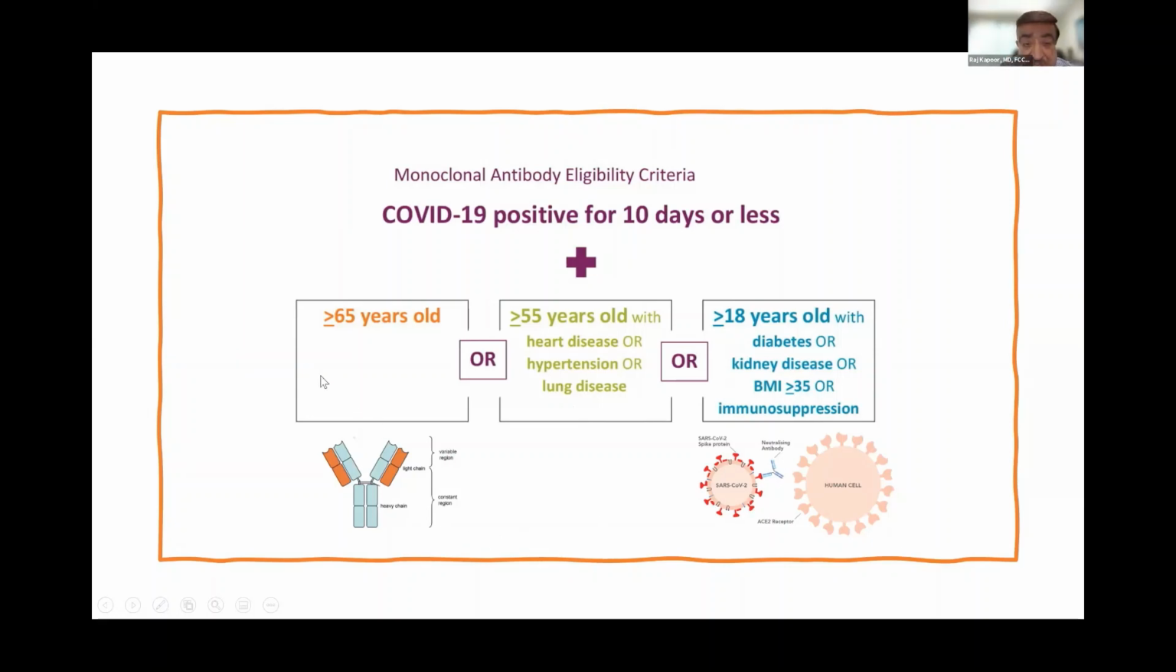And this can be given to a lot of people: anybody above 65 years old, anybody above 55 with heart disease, hypertension, or lung disease, and even anybody more than 18 years old with diabetes or kidney disease, and most importantly, BMI more than 35, or if they are on immunosuppressive drugs.